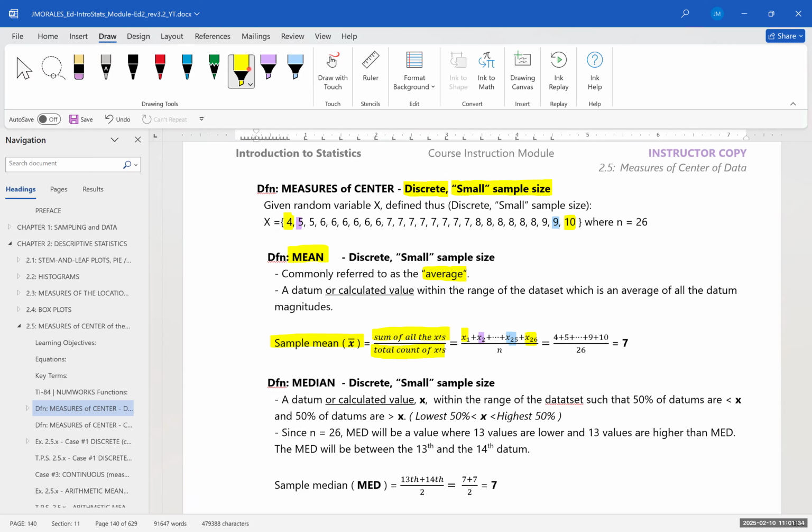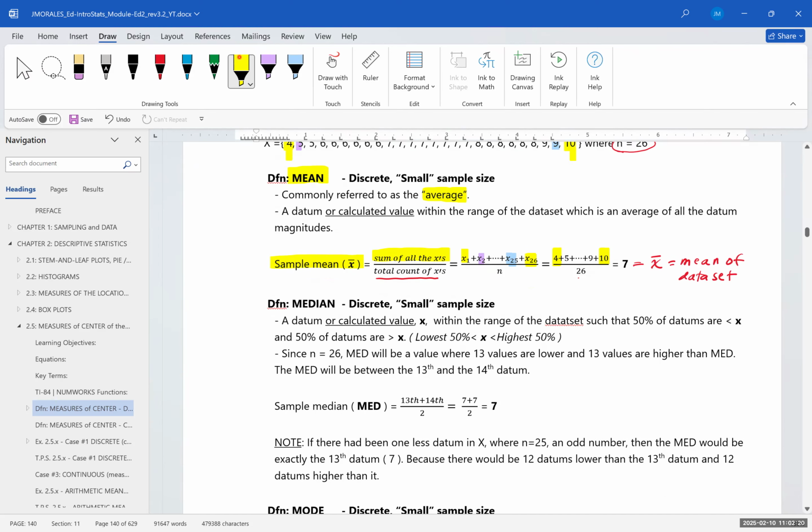So if we take all the datums in the data set from the first to the last, and we add those up, and we divide it by the total count of the datums. So the total count we have is 26. So we divide that value by 26, we get 7. So 7 is the sample mean, or the mean of the data set. All right. Now let's look at median.